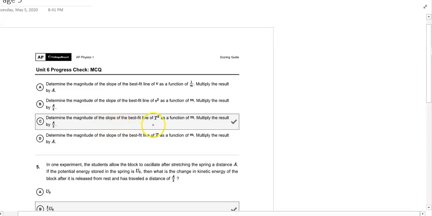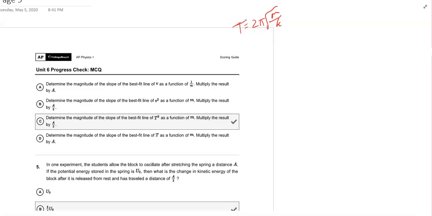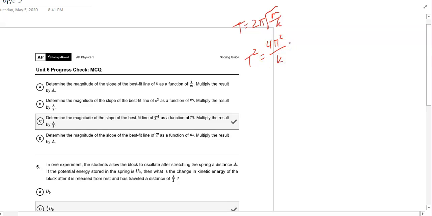Determine the magnitude of the slope of the best fit line of period squared as a function of mass. Okay, so again, 2 pi square root of m over k. Whenever I have a spring oscillating, I'm going to think of this equation. It's really one of our few options with that situation. So period squared versus mass. Period squared will equal 4 pi squared over k times mass. Okay, so I just squared both sides there. So period squared versus mass, the slope is this quantity 4 pi squared over k.